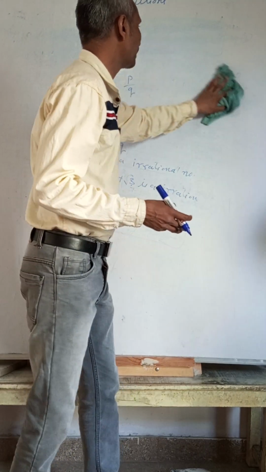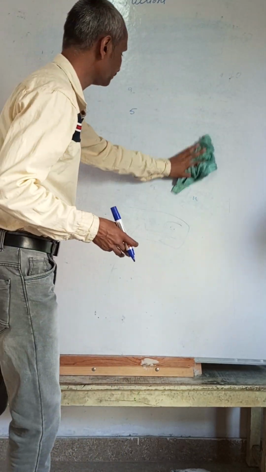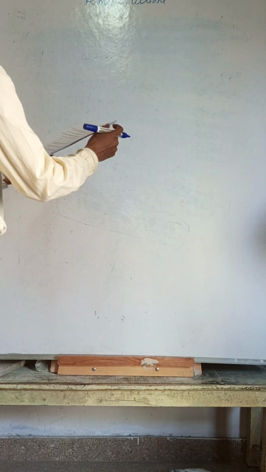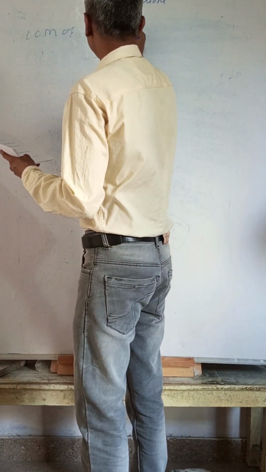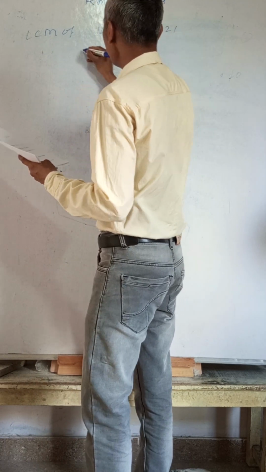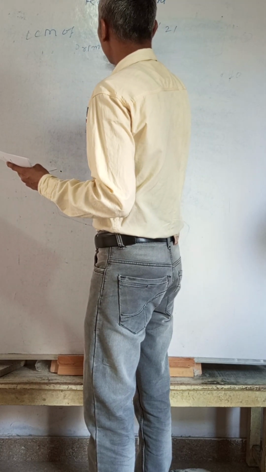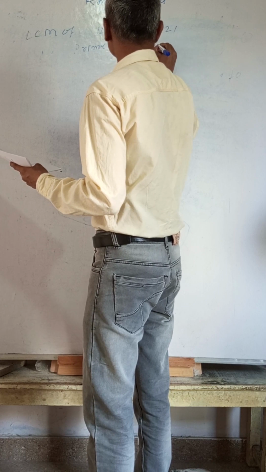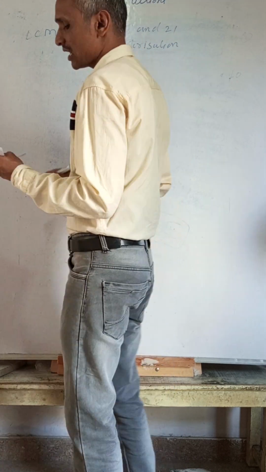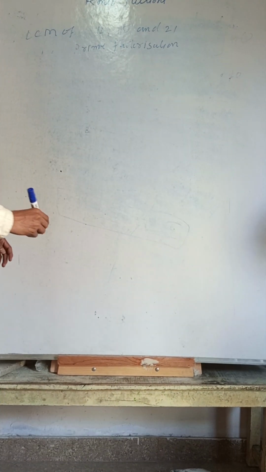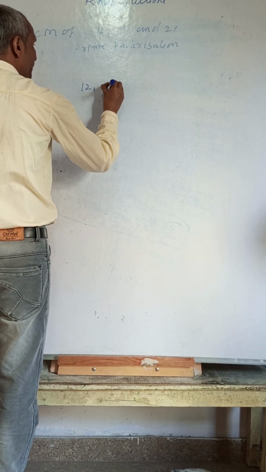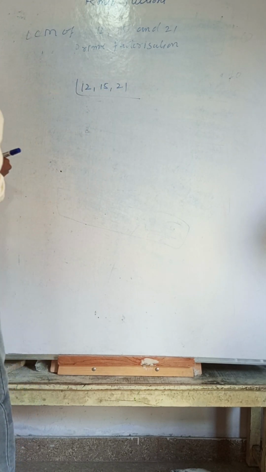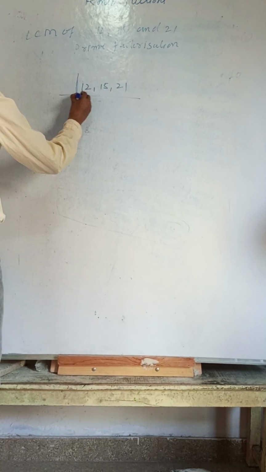Next, the OR question is also given in question number 20. Find the LCM of 12, 15 and 21 by the prime factorization method. Find the LCM of the numbers 12, 15 and 21 by the prime factorization method. It is asked, so what is the prime factorization method? In that we are going to write like this, 12, 15, 21, as you already know.